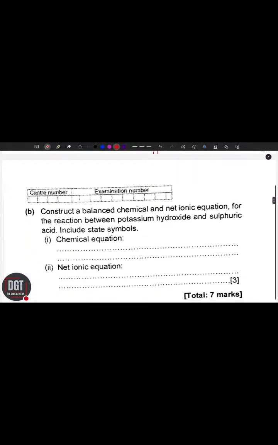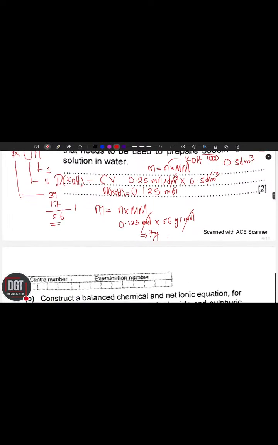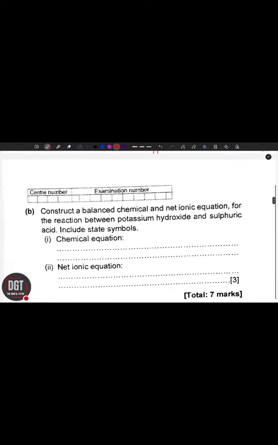Okay, B question of this same one: construct the balanced chemical equation and net ionic equation for the reaction between potassium hydroxide and sulfuric acid. So we are going to start with the chemical equation. We are going to say potassium hydroxide, which is aqueous, reacts with sulfuric acid, H2SO4, which is aqueous. What is it going to form?